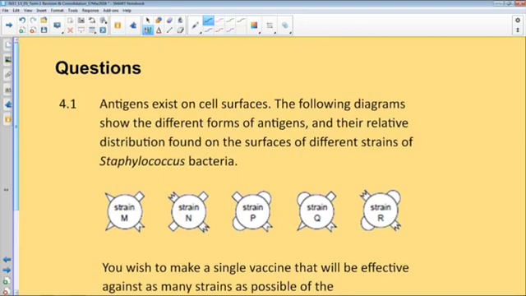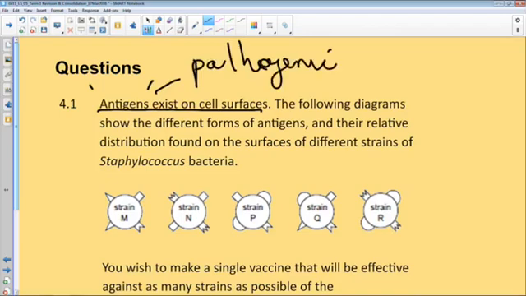4.1. Antigens exist on cell surface. So we know that all cells have certain surface receptors that are called antigens, which the body recognizes between self and non-self. Those that are recognized as non-self become pathogenic, and hence the body produces some kind of immune response against it. So the following diagrams show different forms of antigens and their relative distribution found on the surface of different strains of Staphylococcus bacteria.